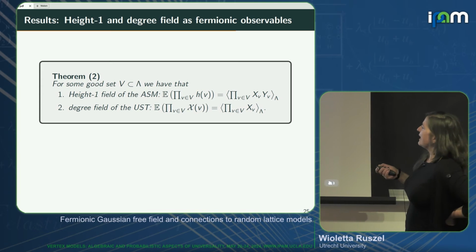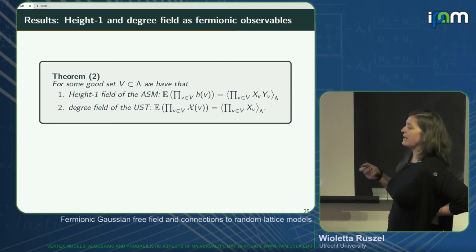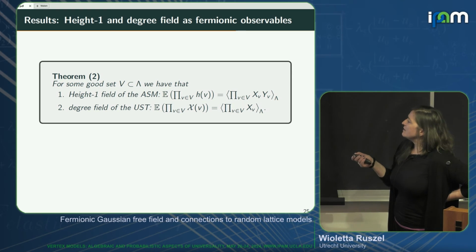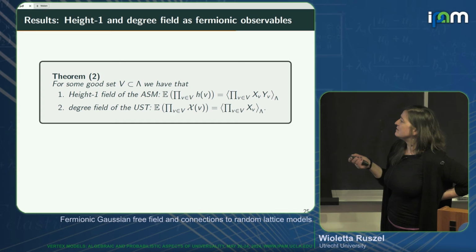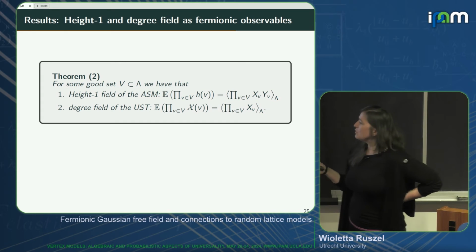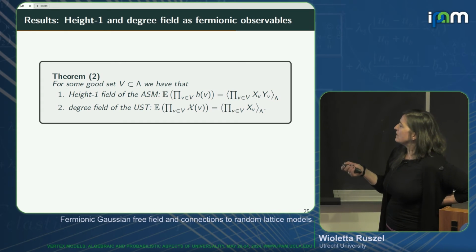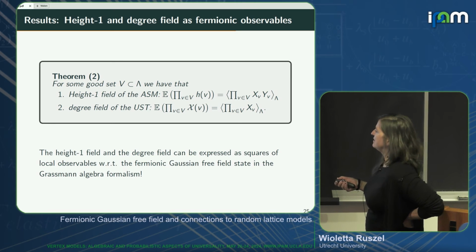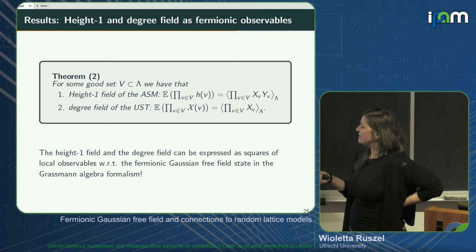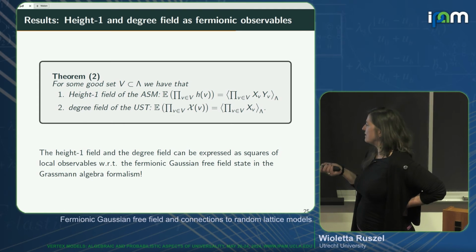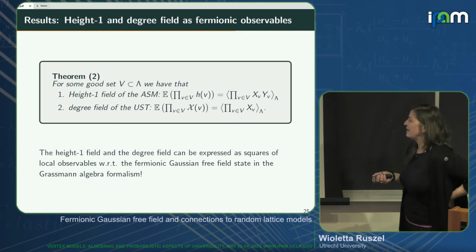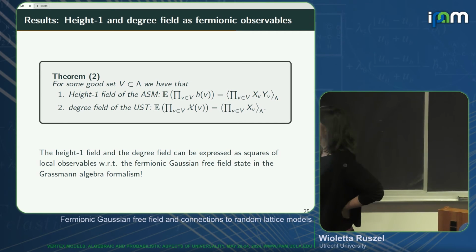So if I'm in this case, then the k-point function of these height 1 variables can be written in terms of this fermionic state, the k.1 of this xv and yv. For the degree field of the uniform spanning tree, you get something very similar, but you see this corrector term is not there. Here we notice that the height 1 and the degree field can be expressed as squares of local observables with respect to this fermionic Gaussian free field, in terms of this Grassmannian algebra formalism.